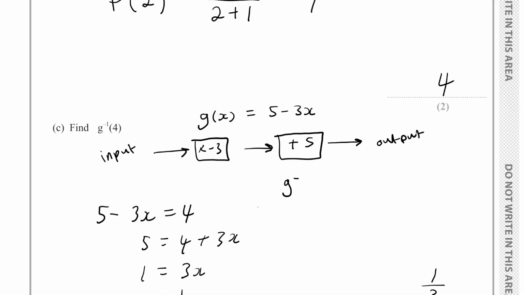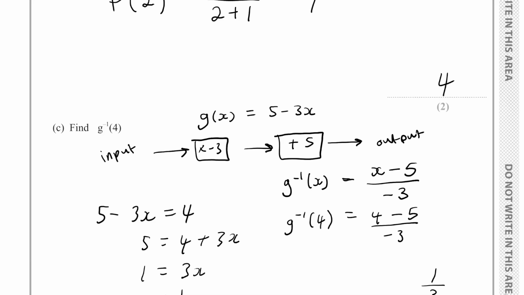So what is g minus 1 of x? You start with the output and work backwards. So you have to take away 5, and then instead of timesing by negative 3, we're going to divide by negative 3. So that's the opposite function. If we put 4 into the opposite function, g minus 1 of 4, it'll be 4 minus 5 divided by negative 3. So negative 1 divided by negative 3, 1/3.